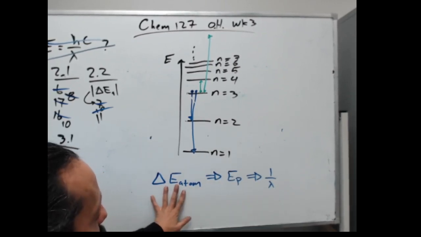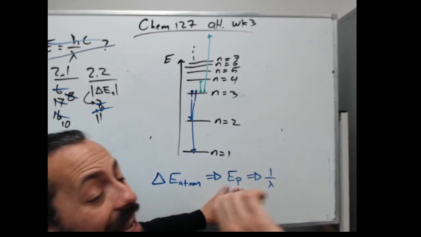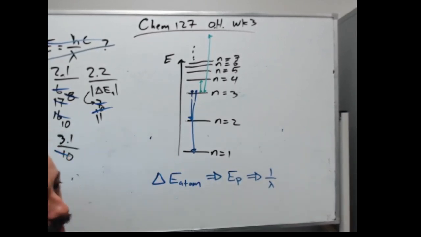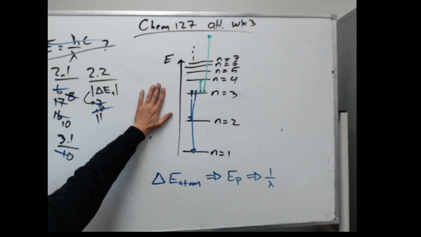So the change in energy of the atom directly relates to the photon energy, which inversely relates to the wavelength. And it's that inverse relationship at the end that really messes with people. Which is why I'll usually draw this picture to make sure I don't mess it up, because it's really embarrassing when I mess it up in front of the class.